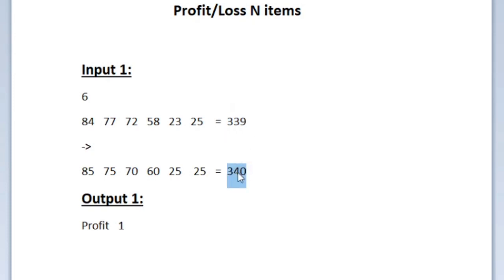So in our output we must print profit 1. This 1 represents the total profit. Since he has made 1 rupee profit, we print profit 1 as our output. Now let us see our sample input 2.